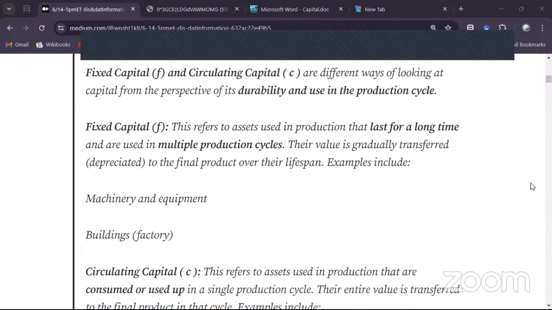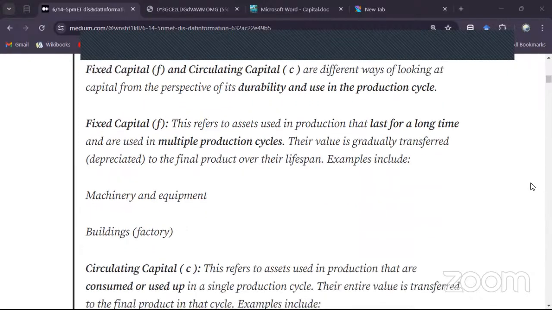Fixed capital, F, and circulating capital, C. Yes, it's the same C as before, which is problematic, and I could get into different ways we could talk about this, and maybe we will at some point. This is just a different pair. Fixed capital and circulating capital are different ways of looking at capital from the perspective of its durability and use in the production cycle. And this idea of a production cycle is circulation.